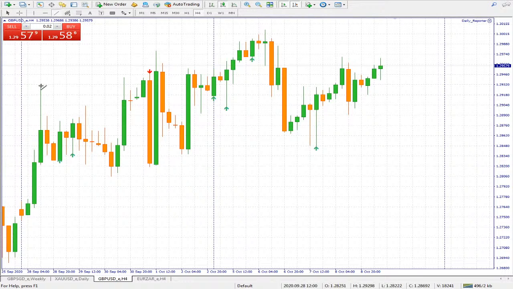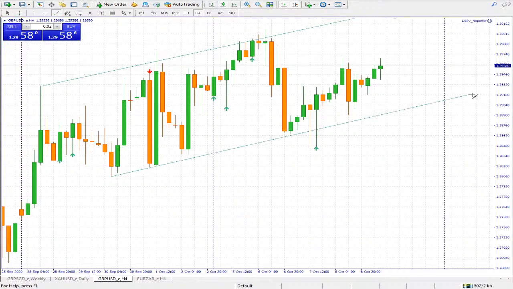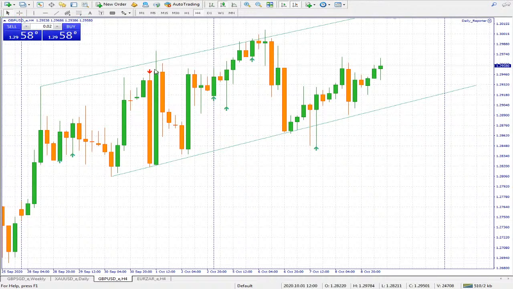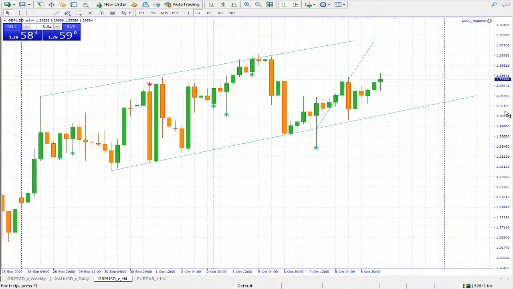So we have a resistance here, and then we have a support here. You can see that previously we had resistances at these levels, and we had supports. As it is now, the price is still somehow being held above this trend line. So we do expect a continuation upwards.